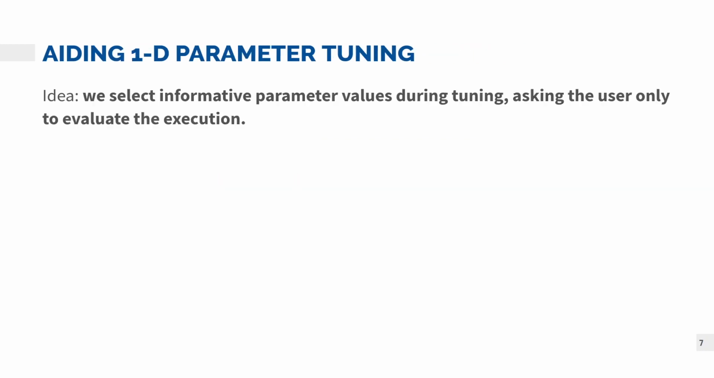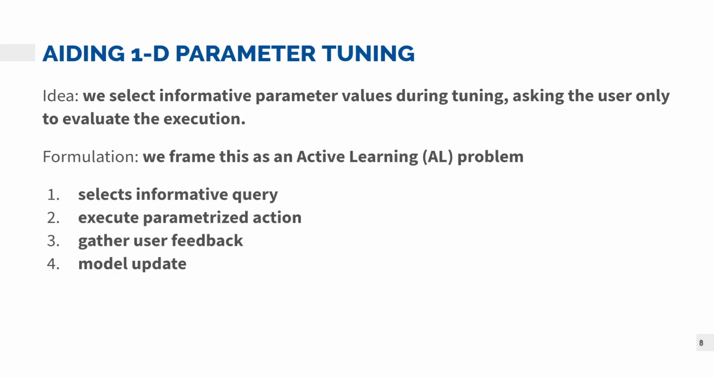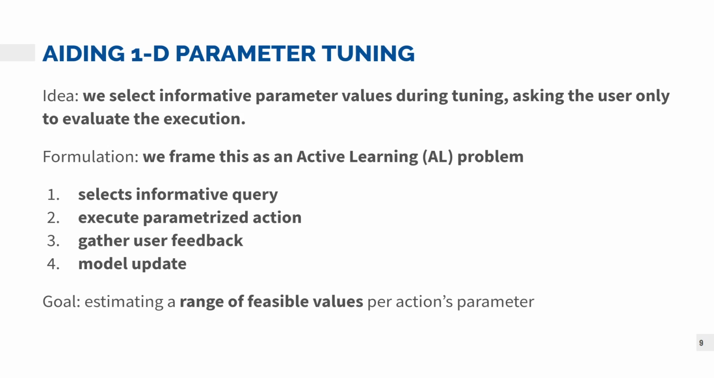So here is our idea. What if the robot would intelligently select the parameter to be tried out, asking the user only to evaluate their execution? If informative values are selected, the tuning should be consequently faster. We frame this tuning as an active learning problem, with the robot selecting informative parameter values and showing them to the user via the parametrized action to gather their feedback. To add flexibility to the tuned program, the active learning agent learns a range of feasible parameter values instead of a single correct value.